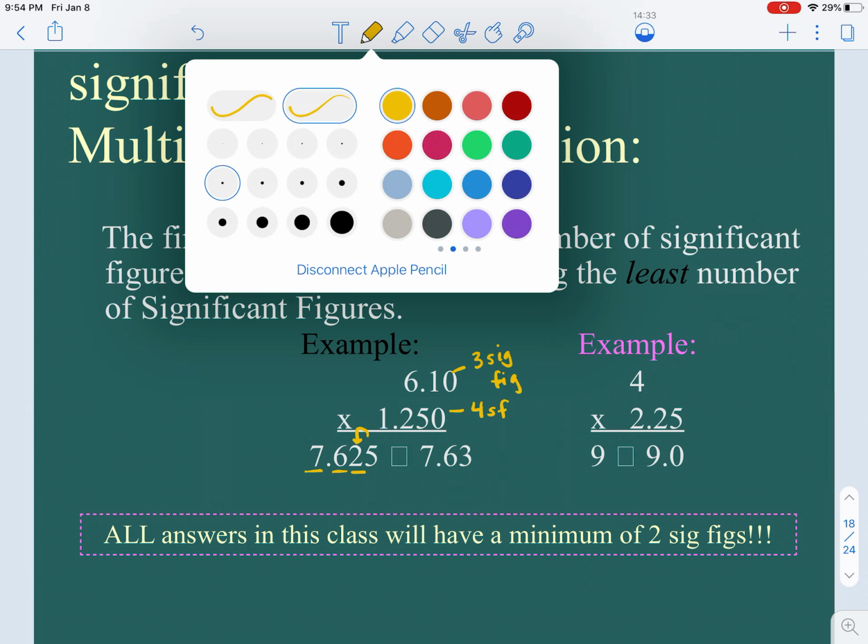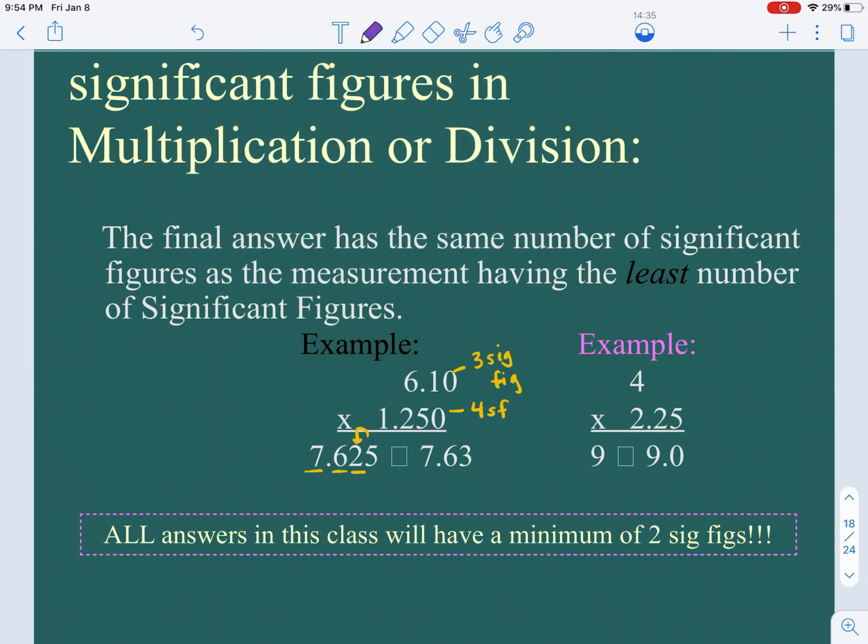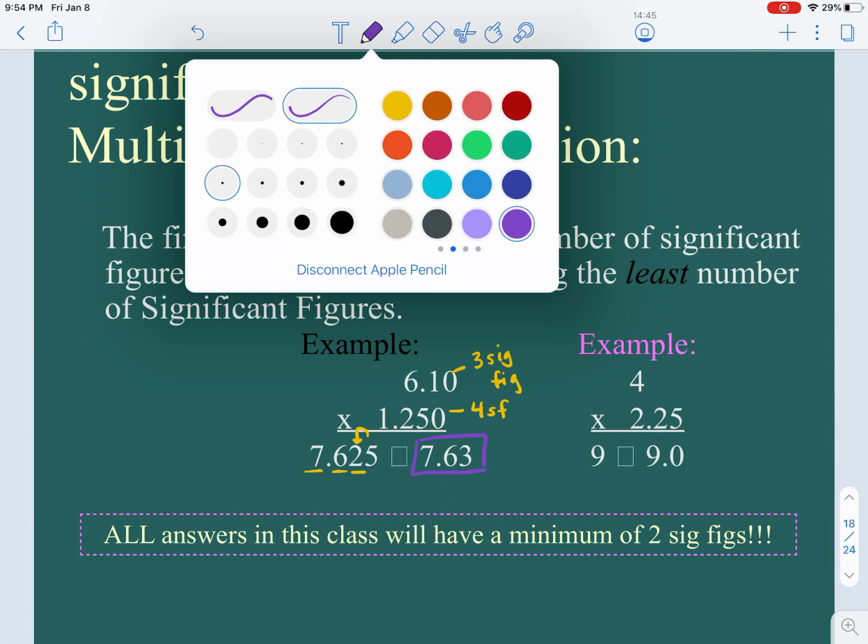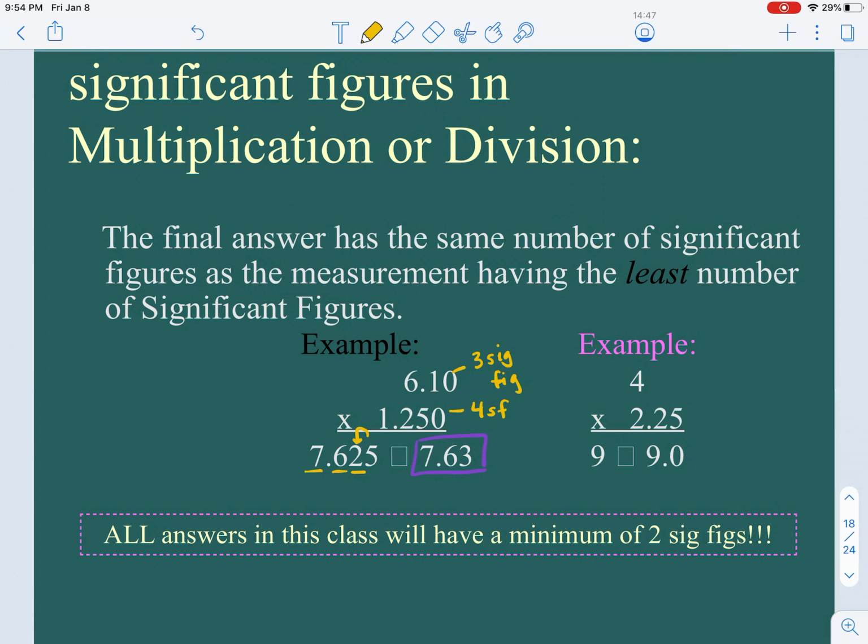So when I am finalizing my answer, whether I'm doing this on paper or I am typing this into an answer field in Canvas, 7.63 is what my official final answer needs to be. Now let's look at this next example. I have the number 4 being multiplied by 2.25. If I put this in my calculator, I get a nice, pretty, perfect 9. Nothing else on my calculator screen to go with it.